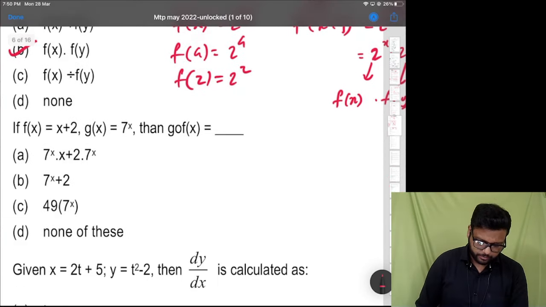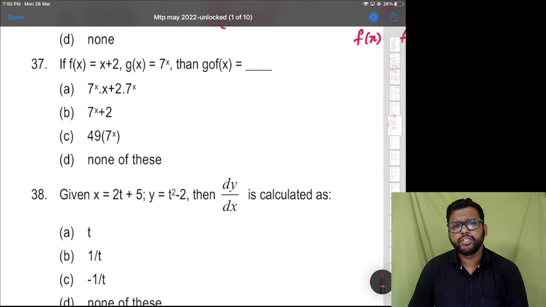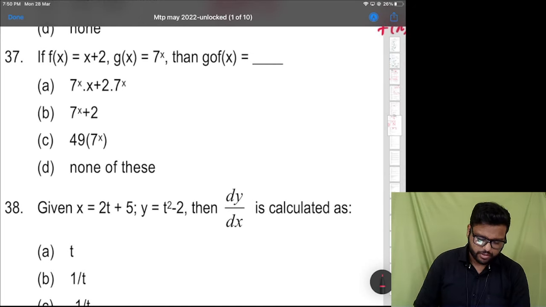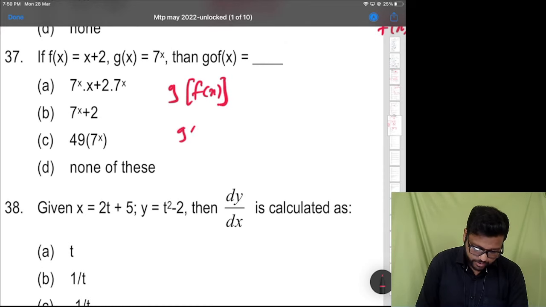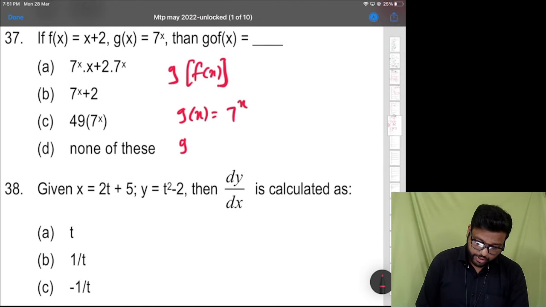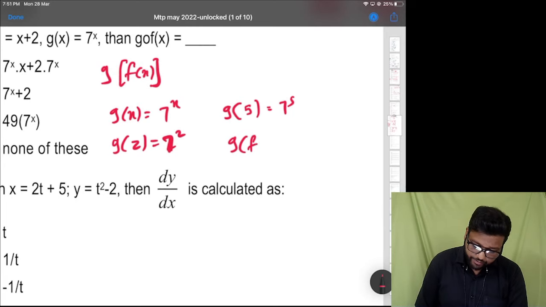Okay. Last 4, 37. If f(x) is x plus 2, g(x) is 7 raised to x, then g of f(x), okay, composite function. Again, how to solve? Understand, they are asking g of f(x). Forget about it. What is g of x first? g of x is 7 raised to x. What is g of z? 7 raised to z, right? What is g of 5? 7 raised to 5.